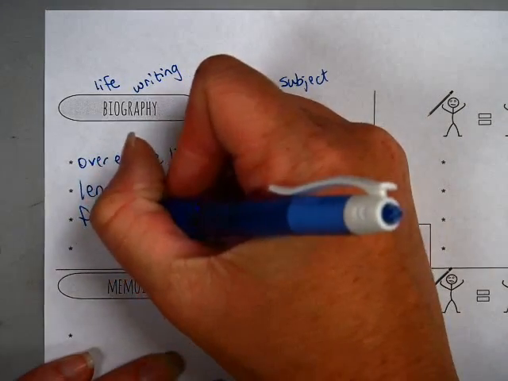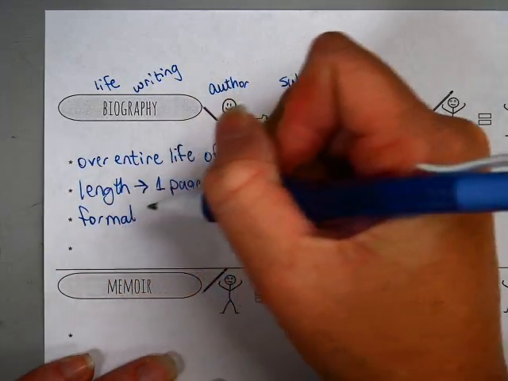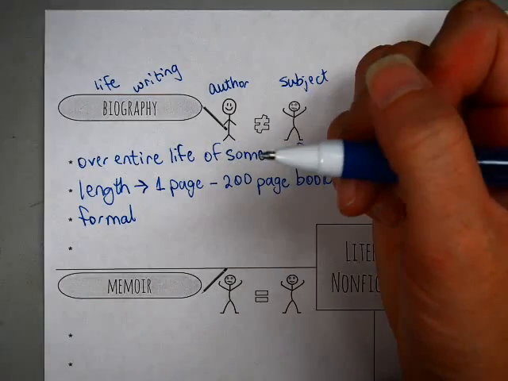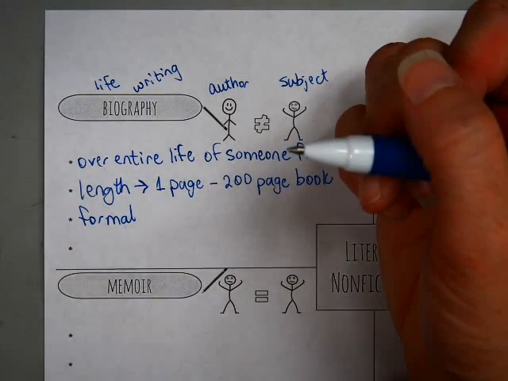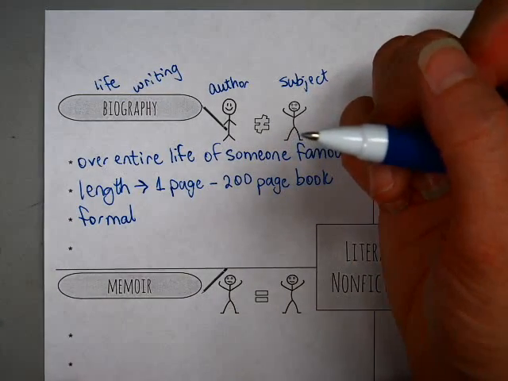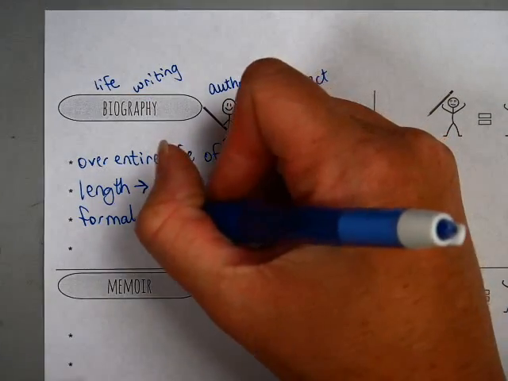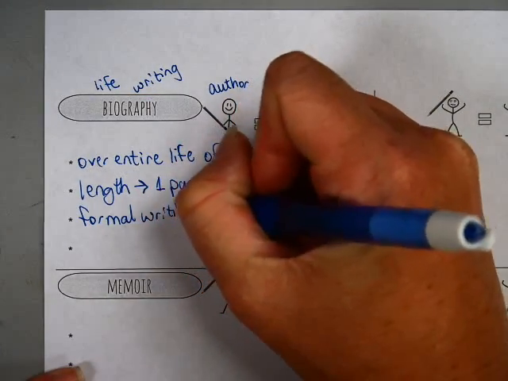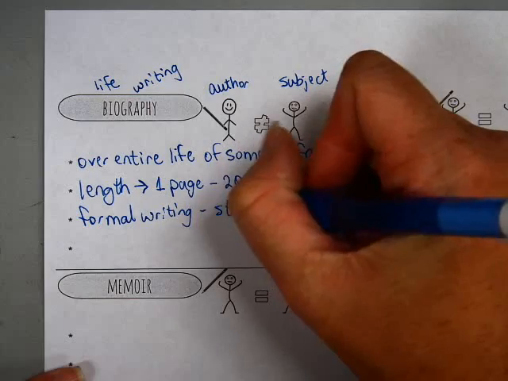Biography is very formal writing. You're not going to see a lot of slang words. It's going to be very text-based, very fact-based. It's not going to have a lot in the way of opinion. So it's a very formal type of writing. It very much sticks to the facts.